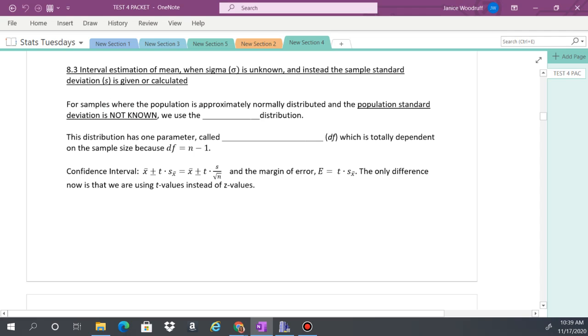But when the population is approximately normal and the population standard deviation is not known, then we're going to use a t distribution. There is one parameter in the t distribution which has to do with the sample size, and that is called the degrees of freedom. Okay, so df, totally dependent on the sample size. Degrees of freedom is the sample size minus 1, so n minus 1.